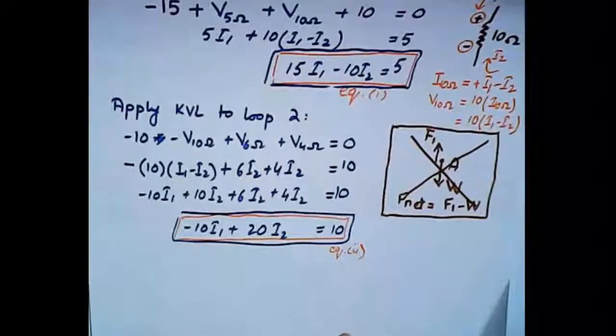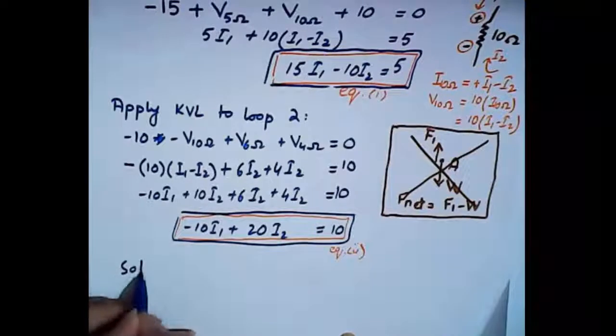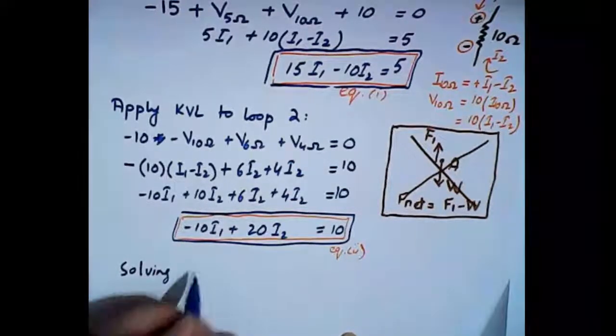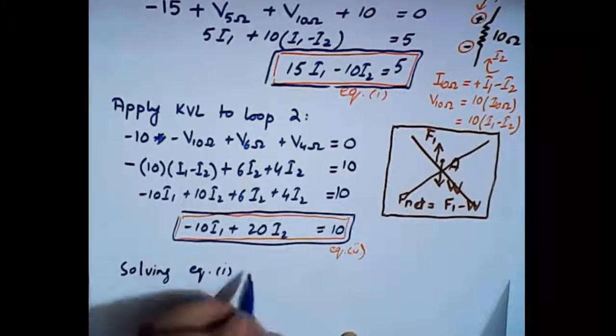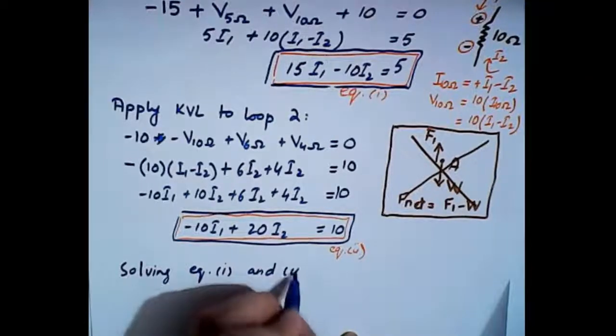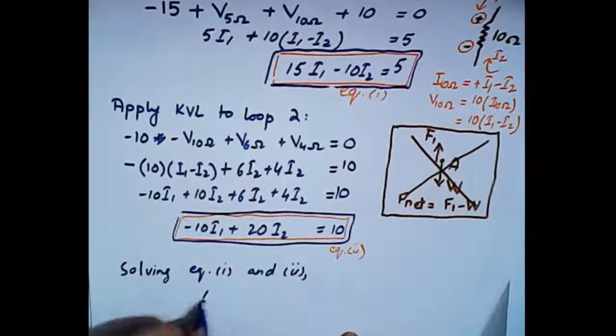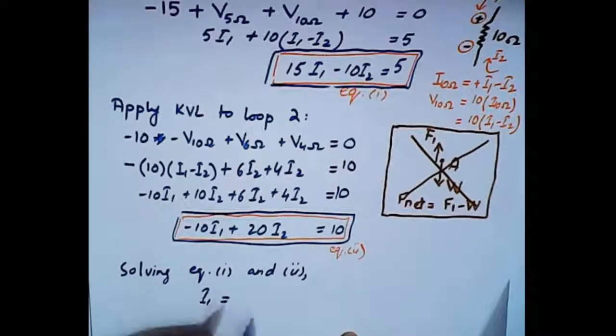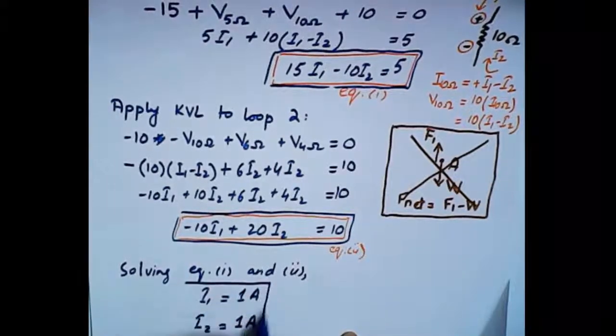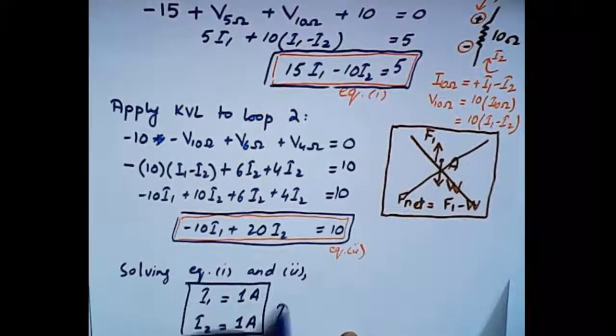So solving equations 1 and 2, the answer that we find, of course through a calculator, you can also find it by manual substitution, is that I1 is equal to 1 ampere and I2 is equal to 1 ampere, right? So this is our final answer.